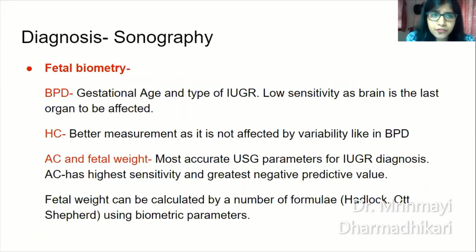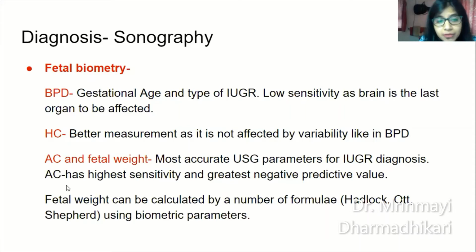So first, fetal biometry. Biparietal diameter is generally used for determination of gestational age in the second trimester. It also helps to find out the type of IUGR, okay? Especially if it is type 2 IUGR, there is a brain sparing effect. However, low sensitivity, as brain is the last organ to be affected. So biparietal diameter has a lower sensitivity. Therefore, a better measurement parameter would be head circumference, as it is not affected by variability like in biparietal diameter.